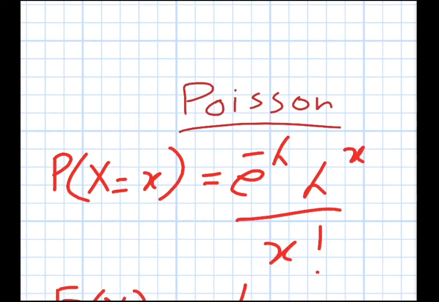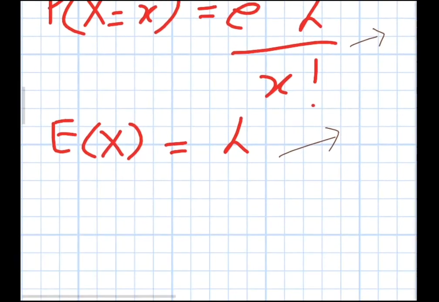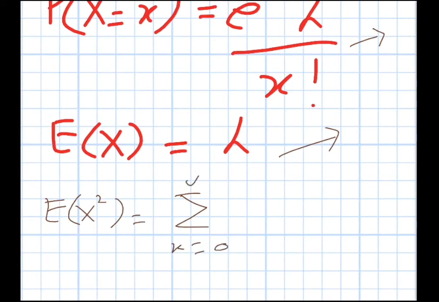So let us now calculate the variance of the Poisson random variable. We've already seen that the PMF of a Poisson random variable is given by this expression, and the mean was calculated to be lambda. Now let's calculate the second moment. So E[X squared] is equal to the sum from x equals 0 to infinity of x squared e to the minus lambda lambda to the x divided by x factorial.